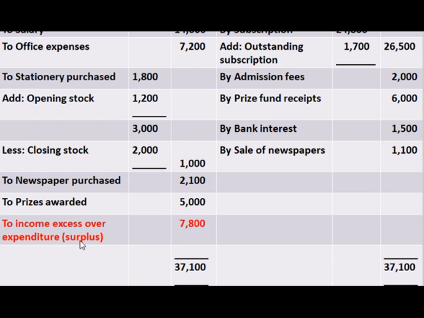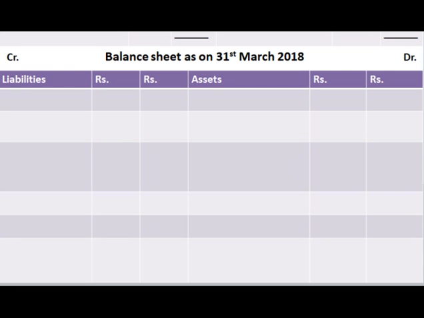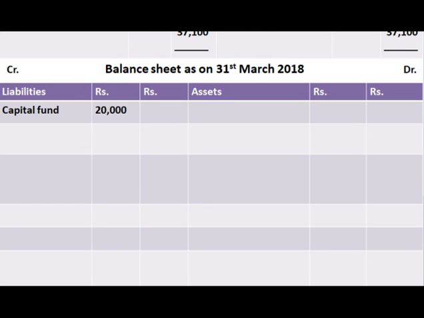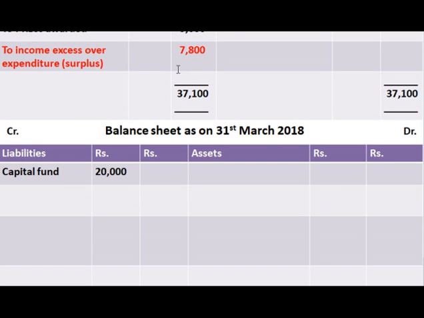The next step is we have to go for balance sheet. This is the format for our balance sheet. The first thing which will be substituted in balance sheet is capital fund. In additional information, they had given the amount for capital fund, which is rupees 20,000. As we know that we have to add the amount of surplus with capital fund. The amount of surplus is rupees 7,800.